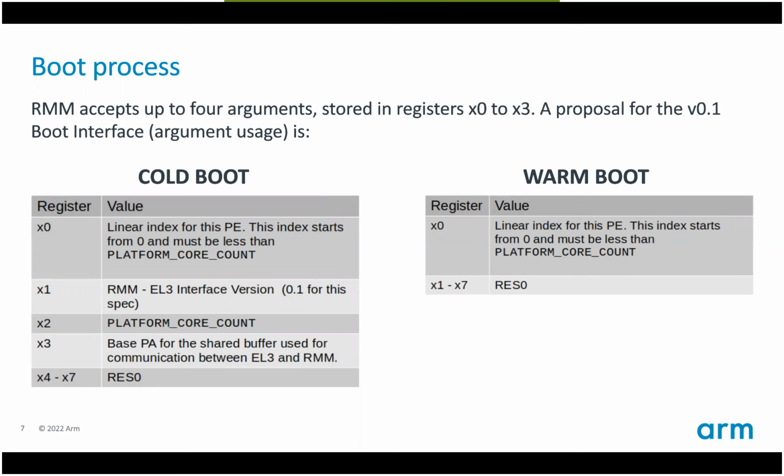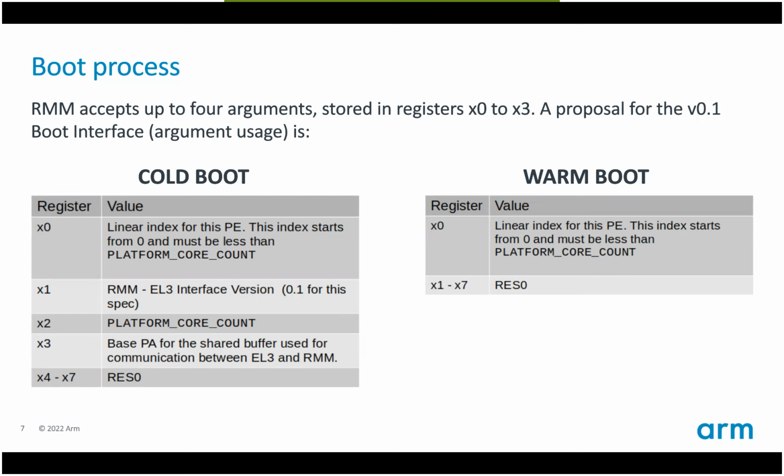A couple of notes here: when the system is booting up, RMM compares the platform core count, the argument passed on X2, with the maximum number of CPUs supported by RMM, which is defined at build time. If the value on X2 is bigger than the maximum number of CPUs supported by RMM, then the boot will fail. And as mentioned before, X0, the current CPU ID, always has to be lower than the platform core count.